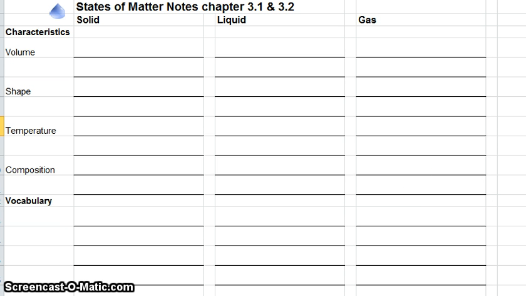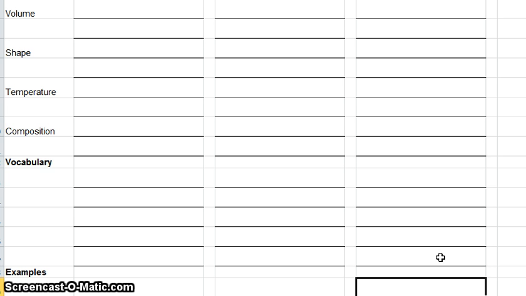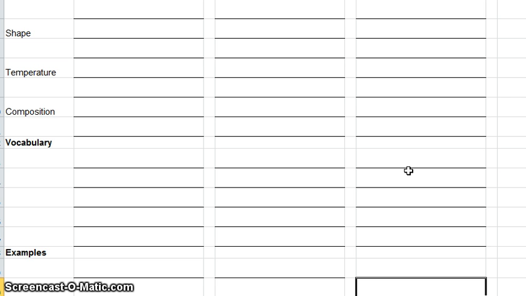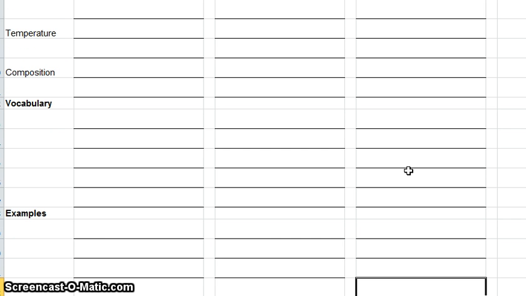Then down here, you're going to talk about the vocabulary that we use, the terms that we actually use to describe the solid state, the liquid state, and the gas state. For instance, steam would be something that we would use to describe a gas state of many types of matter.